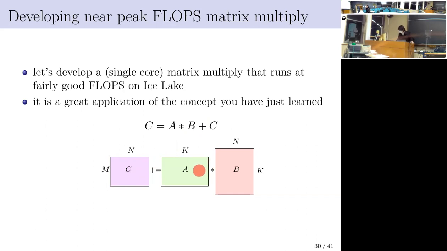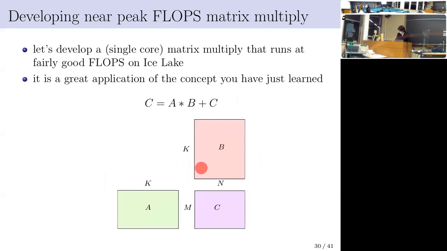And as you know, there are some constraints about the size of the matrices, right? The number of rows must be the same between C and A. The number of columns must be the same between C and B. And the number of columns of A must be equal to the number of rows of B, right?